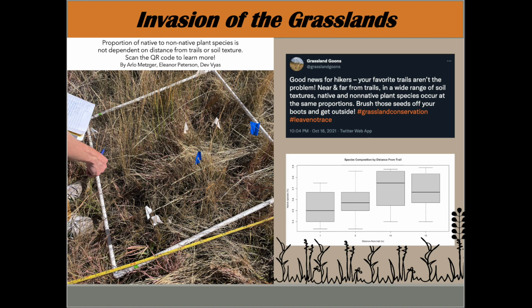This means that when we try to manage invasive species in conservation areas like Sandstone Ranch, we have to monitor the full space. We won't have success just looking near the trails. These invasive species pose a real threat to Sandstone Ranch and other ecosystems.